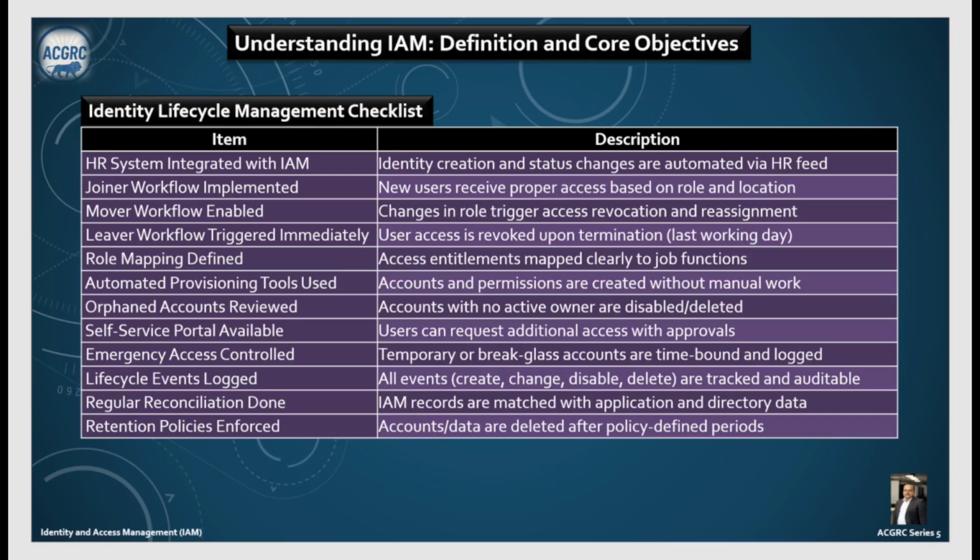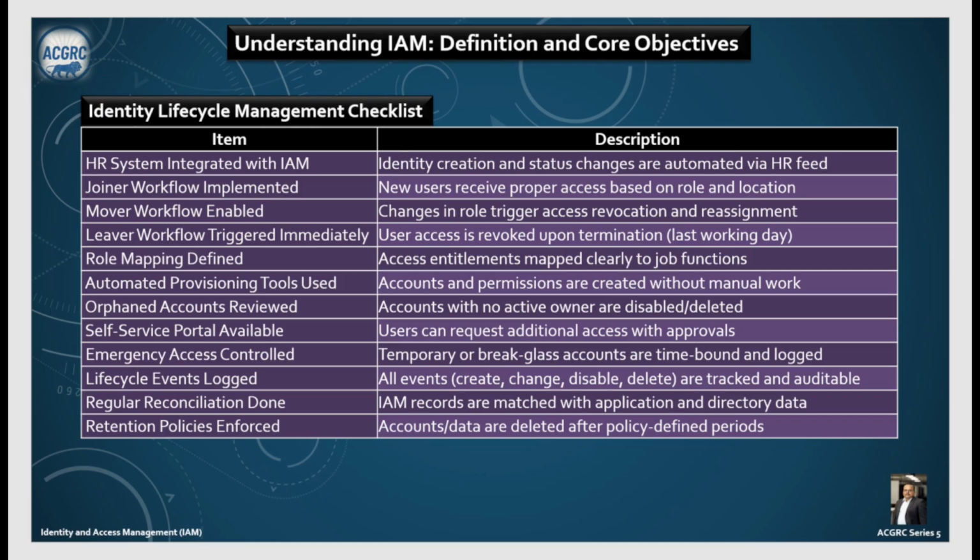Let's now look at the lifecycle checklist. HR system integrates with IAM. That's the first one. That is, identity creation and status changes are automated via HR feed. Next is new user receives proper access based on roles and locations. When you say checklist, you check against your own situation. Is it in place or is it a gap? Use this checklist to review your current position.